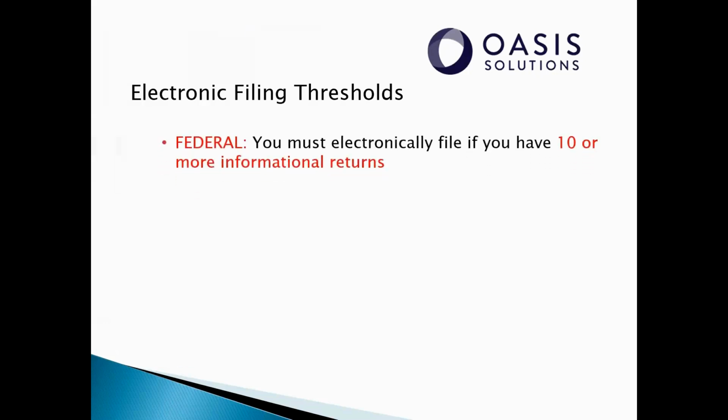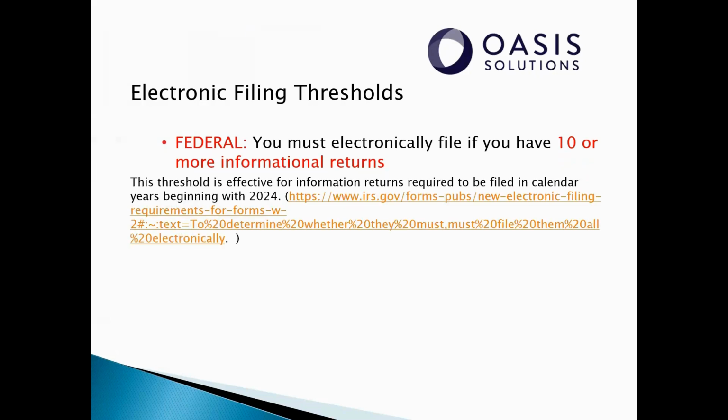Let's talk about electronic filing thresholds. Last year, you may remember that the federal government drastically lowered the number for the threshold of e-filing. They say if you have 10 or more informational returns, you have to e-file.